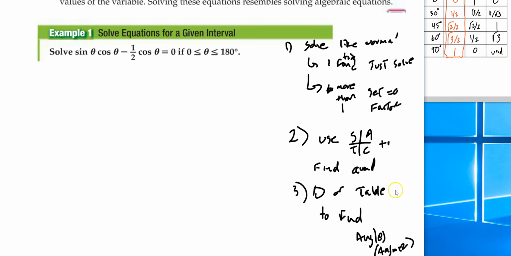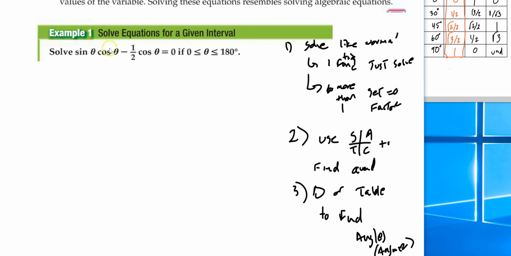So that's the process. One, we're going to solve like normal. If you have one function, just solve for it. If you have more than one, like I have here, I have two, I've got to set equal to zero and factor. Then we're going to use All Students Take Calculus to find what quadrants we want, and once we do, use a triangle or table to find the actual answer.